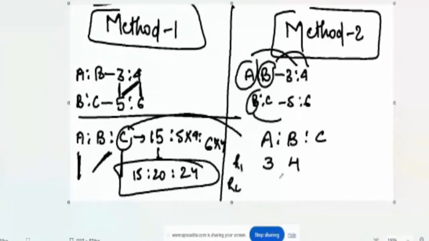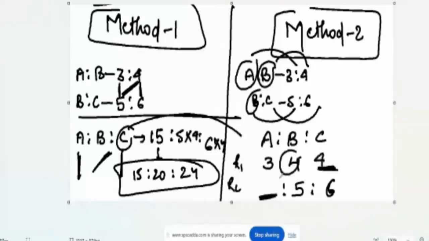For B, we have 5. And for C, we have 6. For C, we have 6. You have to just place the adjacent digit in this vacant spot. So what is the adjacent to this vacant spot? 4. So just copy paste 4 here. And what is vacant? 5. Now solve. 5 3s are 15, 4 5s are 20, 6 4s are 24. Again, we get the same ratio here.